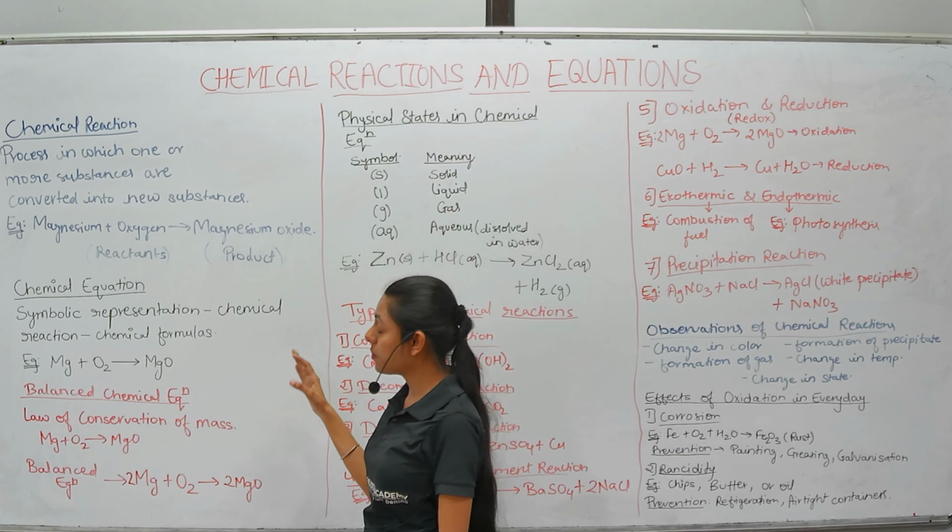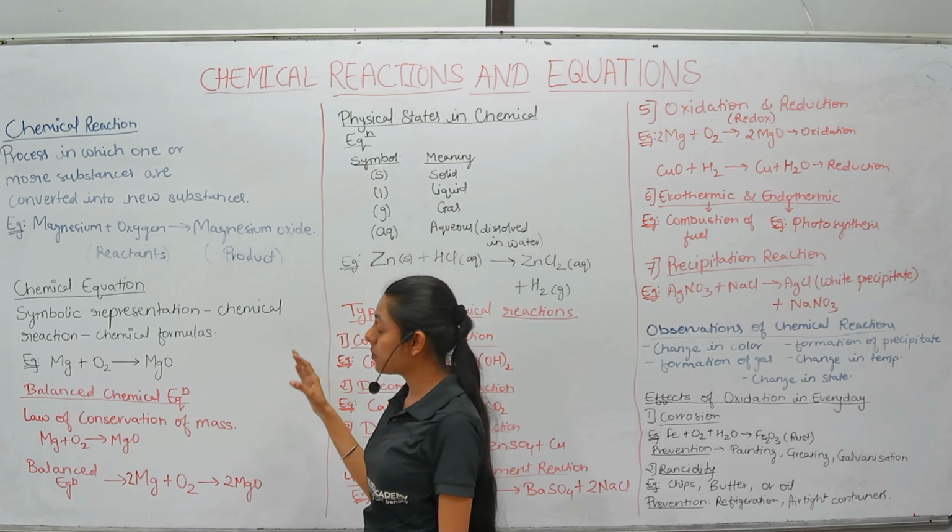Next are exothermic and endothermic reactions. In exothermic reactions there is release of heat. For example, combustion of fuel, meaning when we burn a fuel there is a release of heat. Then endothermic reactions involve absorption of heat. For example, photosynthesis, in which the light energy, also the heat, is absorbed.